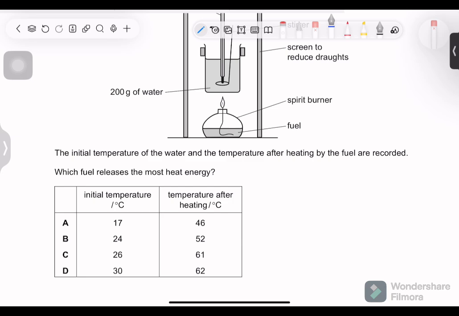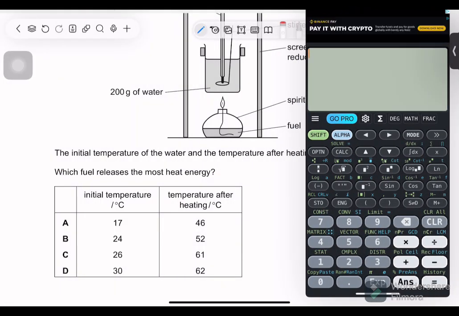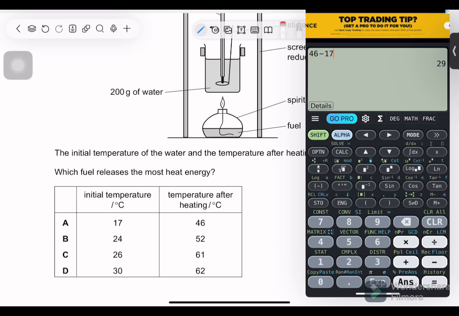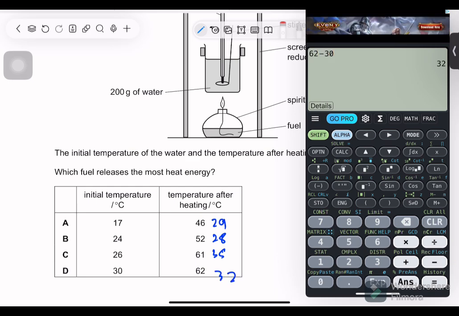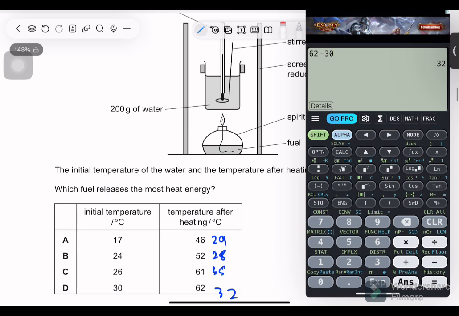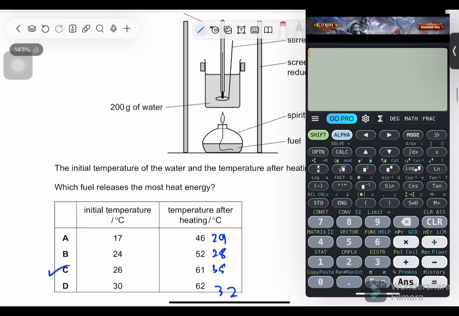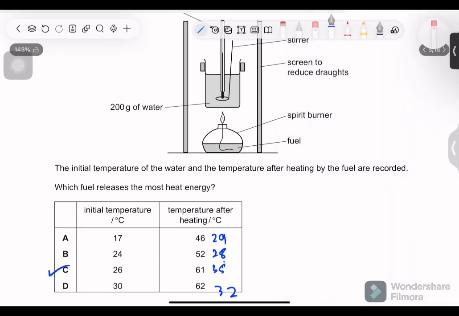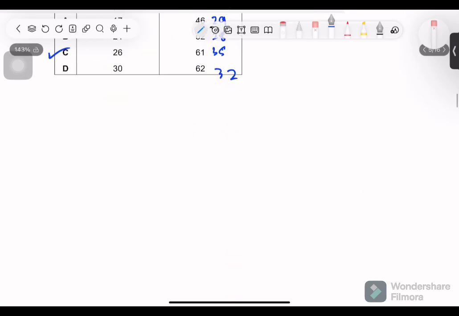The highest temperature change will indicate the highest energy release. So 17 minus 46, 46 minus 17, the energy change over here is 29. Next it is 28. Next it is 26, 35. Next it is 62 minus 30, 32. So option C seems to be the correct answer. Option C is the correct answer because the greatest energy change is observed in C.